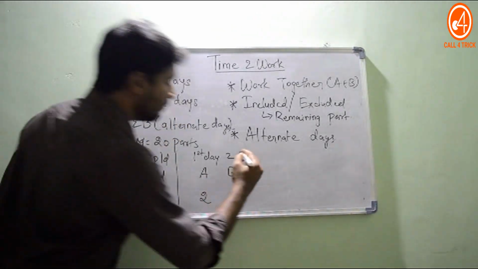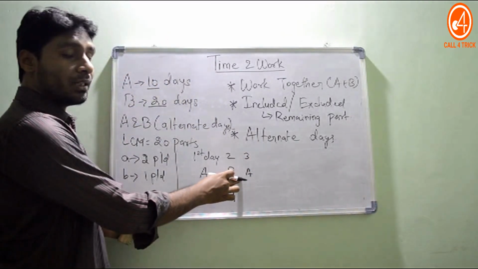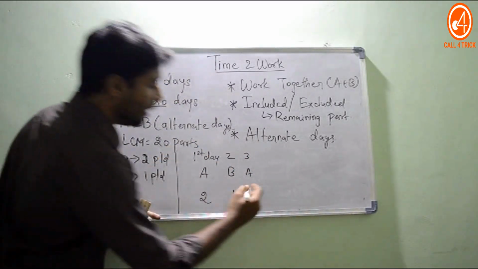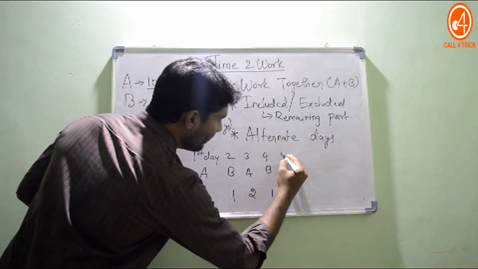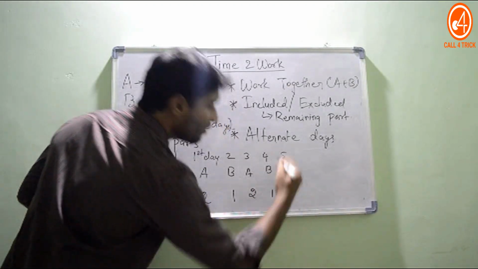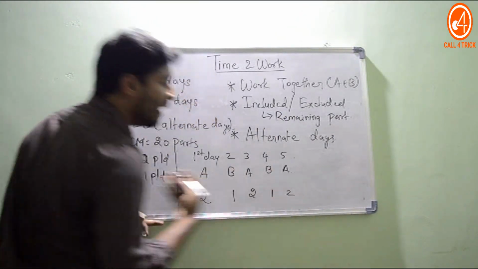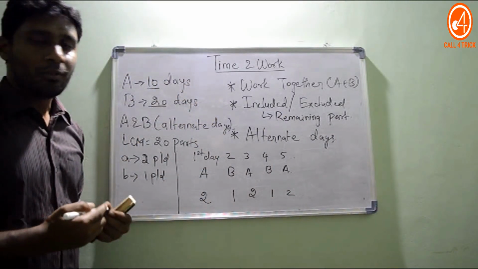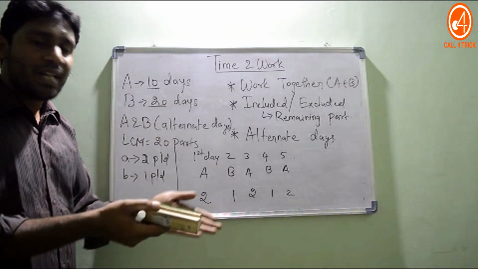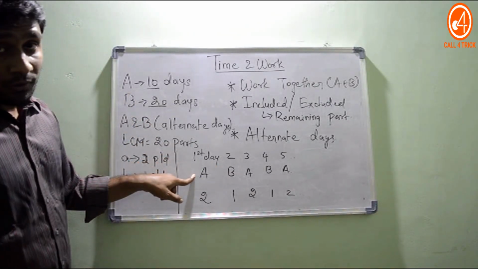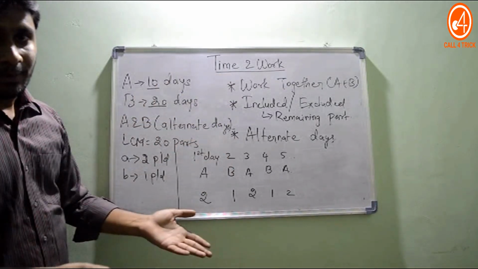Again on the third day, who will work? A. If A works on the third day, how many parts will get completed? Again 2. On the fourth day, again B, 1. Fifth day, again A, 2. It goes on as it is. So this is the working method for alternate days. It goes on until the work gets completed. Able to follow me? Alternate days means that they work on a shift basis each day. So first day, A alone will work. Second day, B alone. Third day A, fourth day B, it goes on as it is.